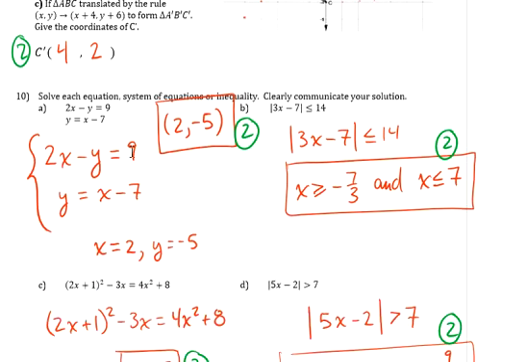In question 10, if I solve that system using substitution, I ended up getting -2, -5.